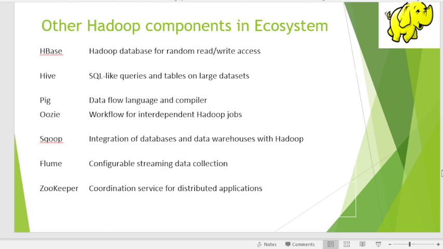Other Hadoop components in the ecosystem are HBase, that is the Hadoop database for random read and write access; Hive, SQL-like queries and tables on large datasets; Pig, a data flow language and compiler; Oozie, workflow for interdependent Hadoop jobs; Sqoop, integration of databases and data warehouses with Hadoop; Flume, configurable streaming data collection; and Zookeeper, which does coordination of services in a distributed application.